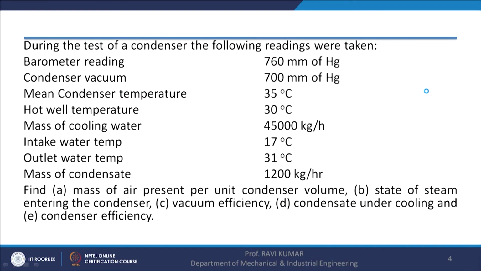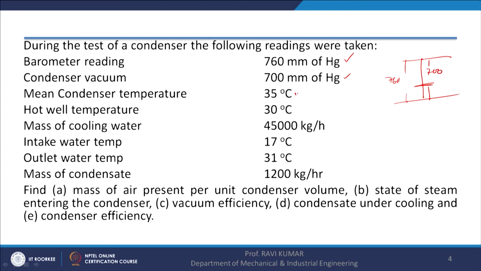Now there is one short numerical on the condensers. During the test of a condenser, the following readings were taken. Barometric reading 760, it is atmospheric pressure. Condenser vacuum 700 mm, it means the pressure below the atmospheric pressure. So this is 760 suppose. So pressure is somewhere here, this is 700. So 760 minus 700 is the absolute pressure in the condenser.